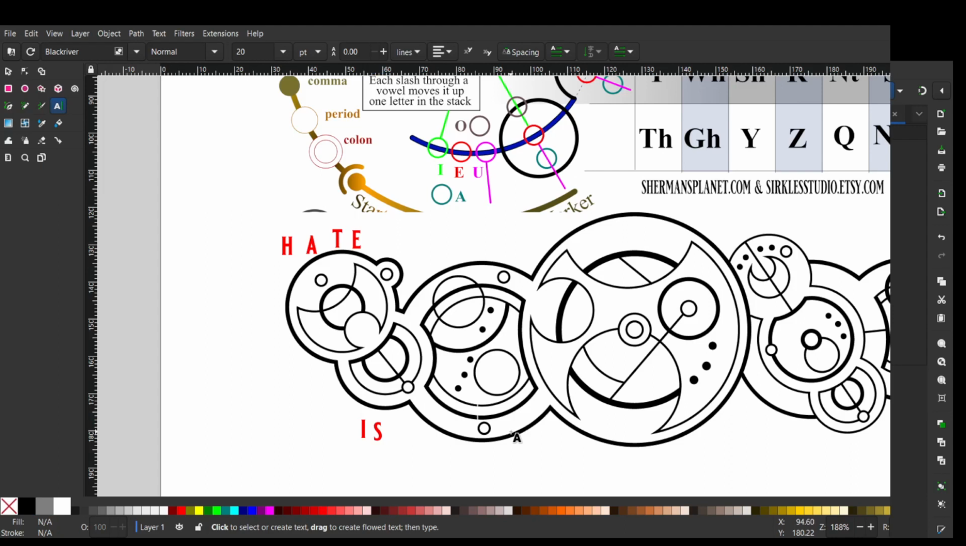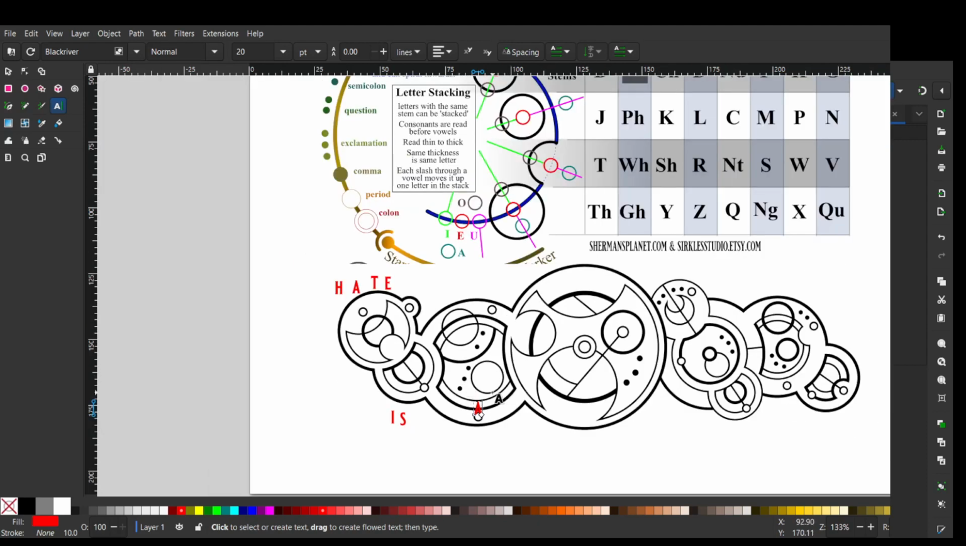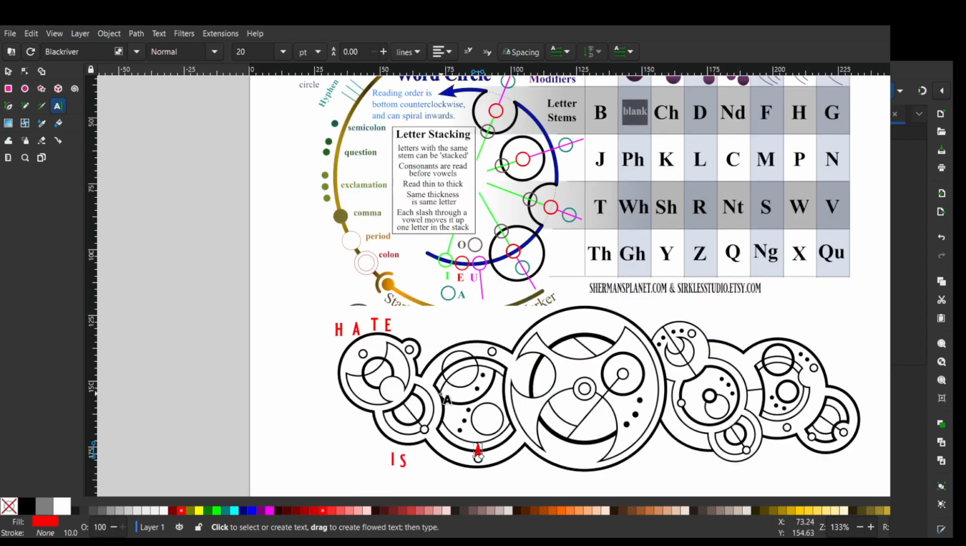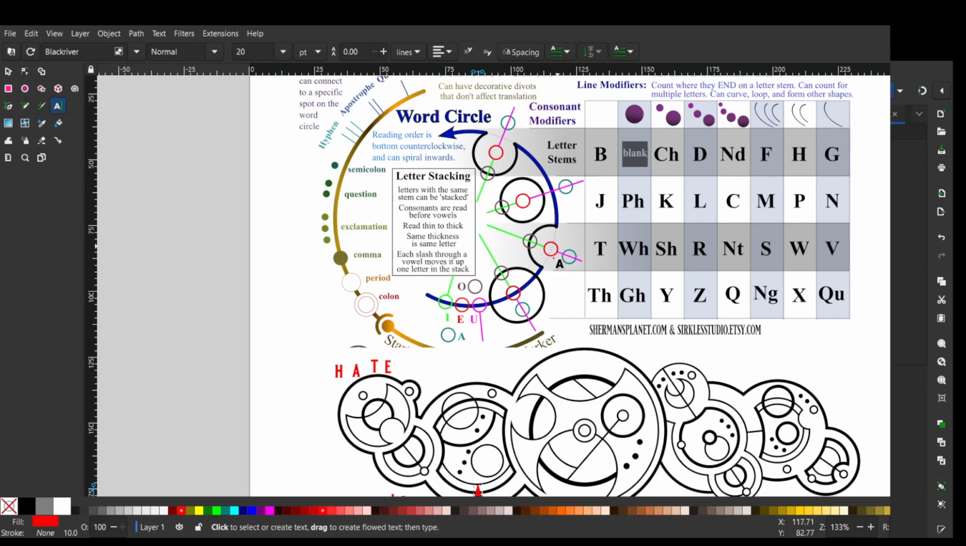And then we have an A outside our word circle, A, and then we continue around. Here we have this circle inside the word circle. And there are 1, 2, 3 dots, and these 3 dots would count on the consonant that it's closest to that doesn't have any lines. So that's noted here. Count on the closest consonant stem without any lines. So this one has lines, so it can't count there. So they all 3 have to count there. So that puts it in the 3 dot column, making it an L.